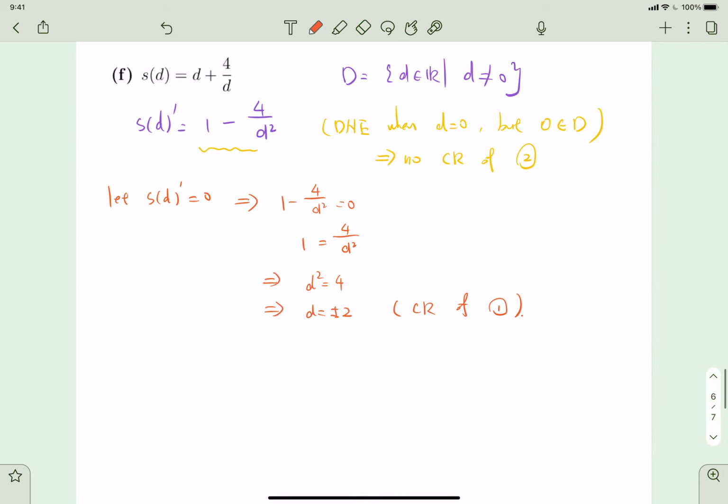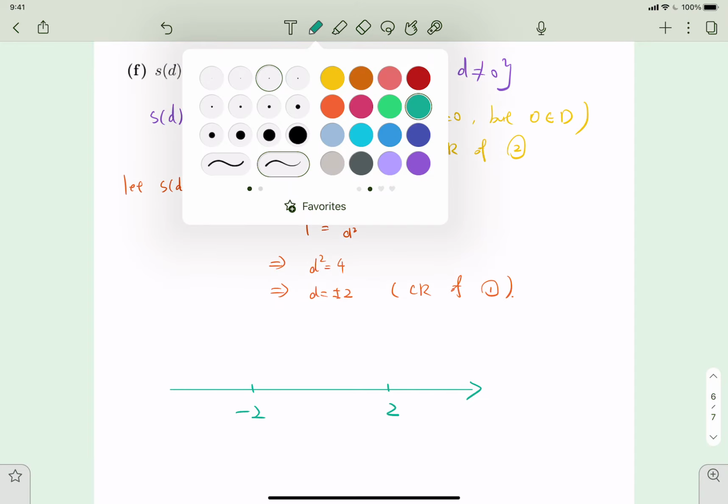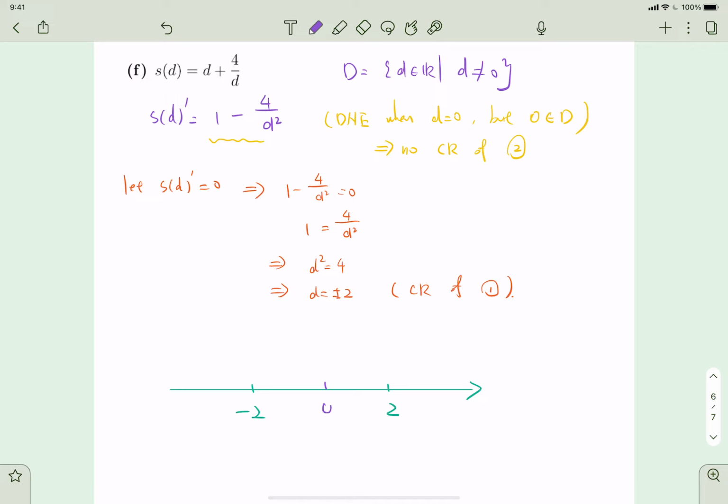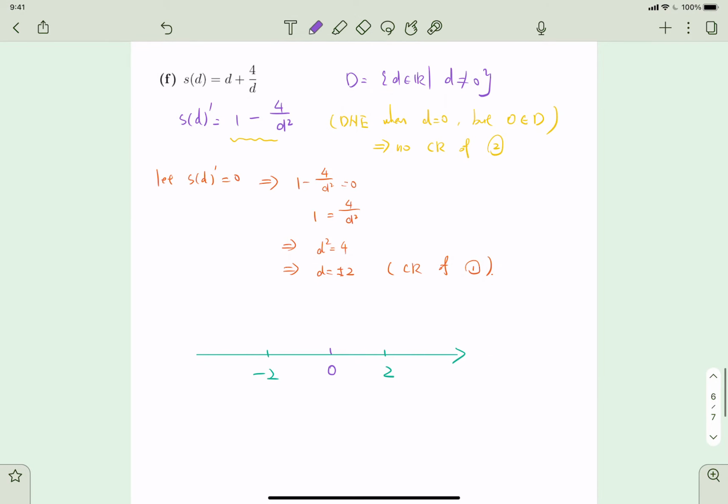And they are the only critical numbers. So after knowing this, we can now draw our number line and place this negative 2 and positive 2 here. And also the number that is not in our domain, that is 0 here. That separates the number line into several intervals. And now we plug in numbers for this expression, right?